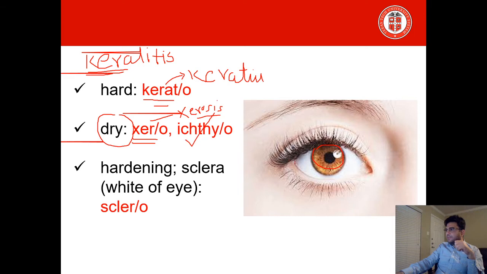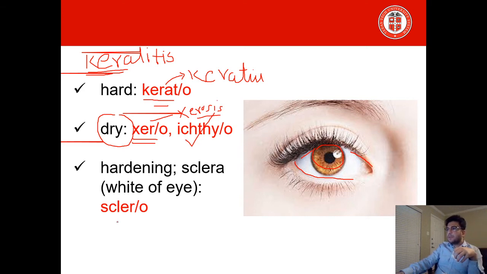And if you have this conjunctiva which goes dry, that's conjunctival xerosis. So the xero, which starts from X instead of Z, that is dry, and the other one is ichthyo. So depending upon appearance, these terms vary.